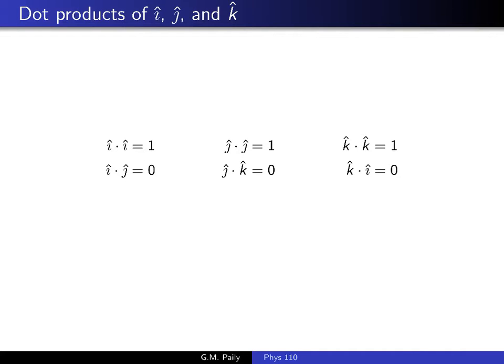To summarize the dot products of the various combinations of unit vectors, we see that i dot i is 1, j dot j is 1, and k dot k is 1. This is because i dot i will give us magnitude of i squared, similarly k dot k will give us magnitude of k squared, and these are all unit vectors and their magnitude is 1. However, i dot j will give us 0, j dot k will give us 0, and k dot i will give us 0. This is because the dot product of two perpendicular vectors is 0.